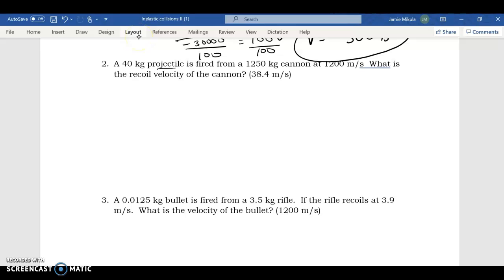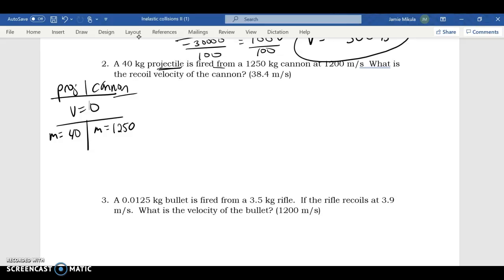So this time we have a 40 kilogram projectile. I'll put projectile, and we have a cannon. All right, so they start together. So I'm going to put V equals 0, and then they end separate. So the mass of the projectile is 40, and the mass of the cannon is 1250. It says that the projectile is fired at 1200, so the velocity after is 1200 of the projectile. What is the recoil of the cannon?